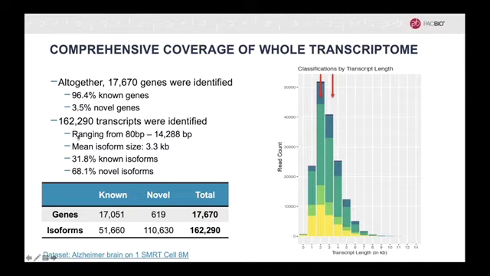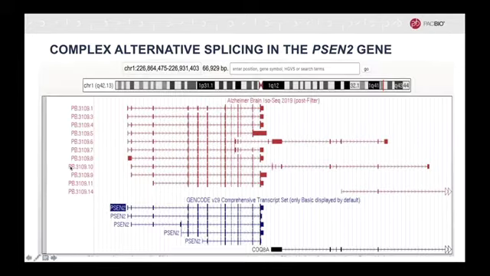Out of these 162,000 transcripts, only 32% were known, and 68% of them were novel, showing again the power of long-read sequencing in detecting actual isoforms, and also the complexity of a brain sample.